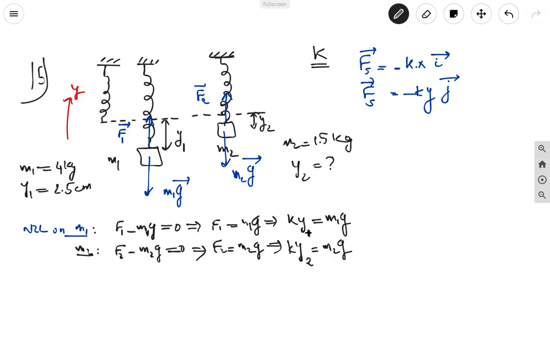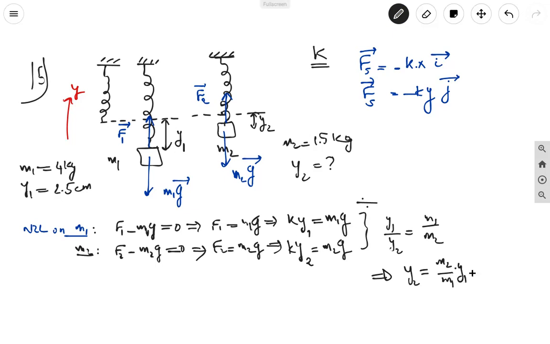So if we just divide these two equations, we end up with Y1 over Y2 equals M1 over M2. And as you can see in this equation, we don't have the K and we don't have the G. So this equation only depends on the elongation Y and on the mass. And we want to get what is Y2. So we can just write down that Y2 is nothing else than M2 over M1 times Y1.